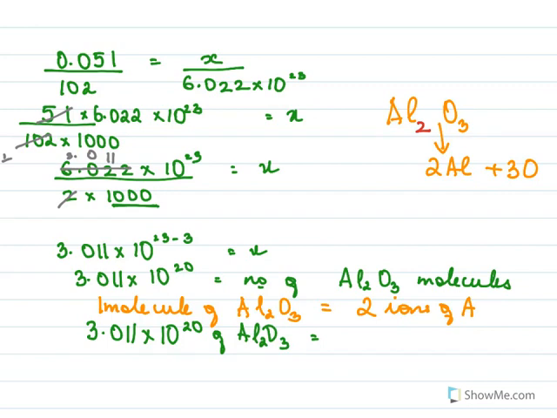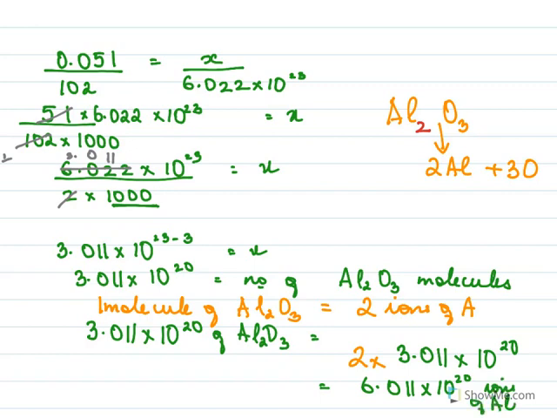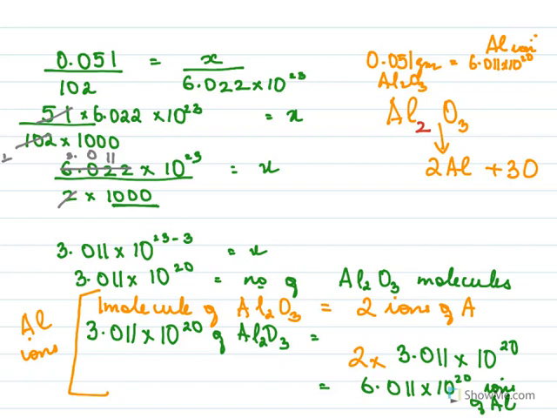How many ions will it have? It will have 2 into 3.011 10 raised to 20, which is 6.022 10 raised to 20 ions of aluminium. The question here is to find out how many ions of aluminium. So now I can write that we had 0.051 gram of aluminium oxide, and how many aluminium ions were present? In that there were 6.022 10 raised to 20 ions. This part is a little extra because they asked for aluminium ions. If they asked just for aluminium oxide molecules, it would be here, but they asked for ions.